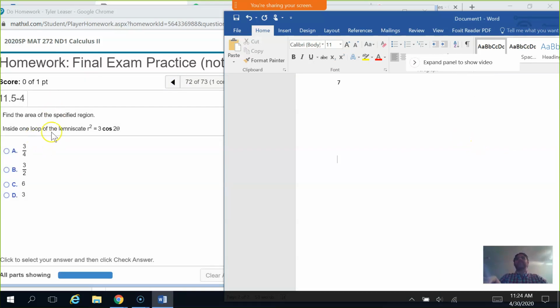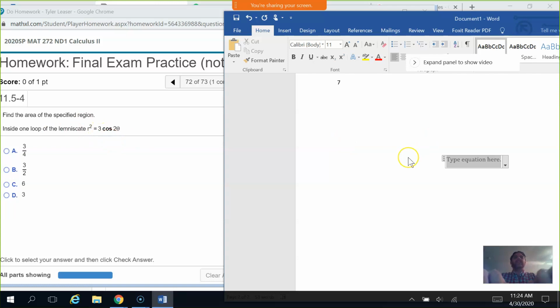Okay, so here, find the area of the specified region inside one loop of r squared equals 3 cosine 2 theta. And I think we did one like this last time on the other thing. We'll just go through this one real quick. The hard part here is going to be graphing this thing.